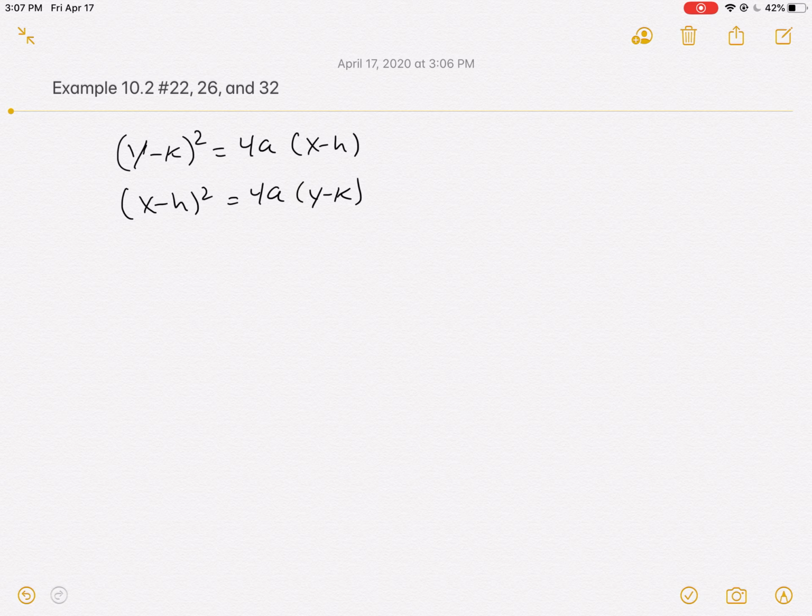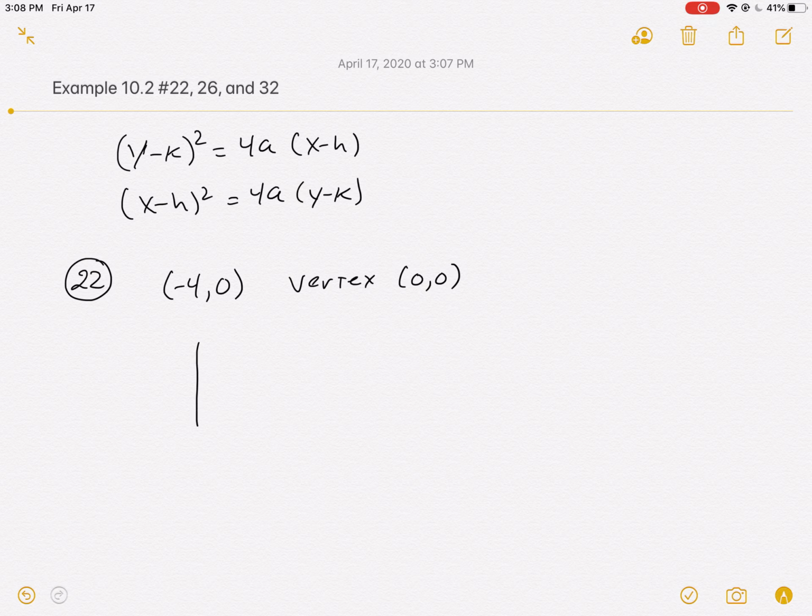So if we look at 10.2, number 22, what they're telling us is that we have a focus at negative 4, 0, and we have a vertex at 0, 0. And so we want to just be able to build the equation of the parabola, and that's not hard at all. So there's a few things that we want to know. I think drawing a picture can always help. So the vertex is at 0, 0, and it has a focus point.